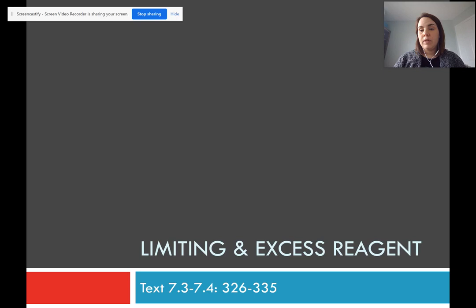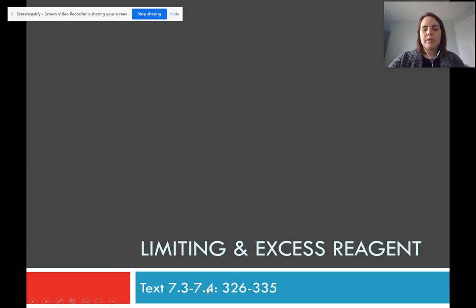Today we're going to be continuing on in chapter 7. We're going to be in 7.3 and 7.4. We're going to extend on our learning from yesterday when we were looking at predicting mass of product and reactants. And we're going to be looking into how we can predict which reactant may be limiting or excess if that information isn't explicitly given to us in the question.